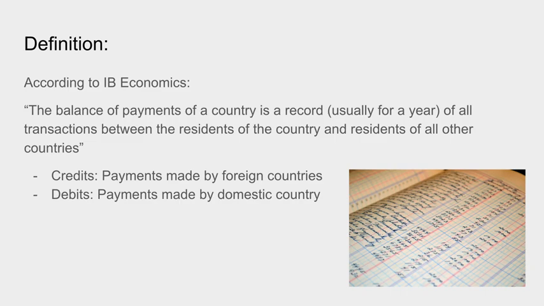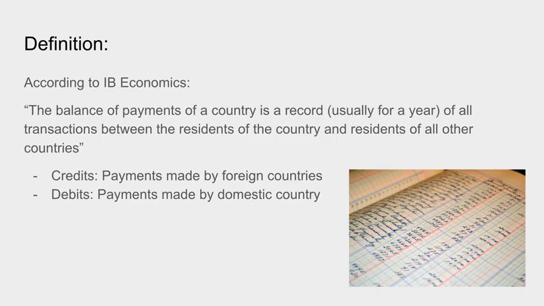A quick definition here, according to IB Economics, the textbook which I referenced. The balance of payments of a country is a record, usually for a year, of all transactions between residents of a country, like a domestic country, and residents of all other countries. So we're accounting here for foreign countries. And a bit of terminology below that you'll come across a lot, credits and debits. Credits are payments made by foreign countries, and debits are payments made by domestic countries. And then we begin to deal a lot with inflows and outflows, but we'll get to that.